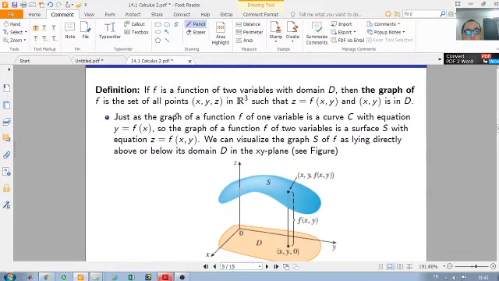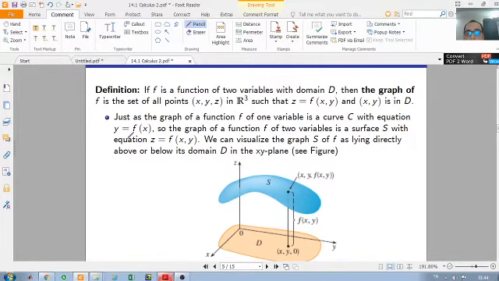And if f is a function of two variables with domain D, then the graph of f is the set of all points x, y, z in R cubed such that z is equal to f of xy and xy is in the domain of f. So just as the graph of a function f of one variable is a curve with equation y is equal to f of x, so the graph of a function of two variables is a surface with equation z is equal to f of xy.